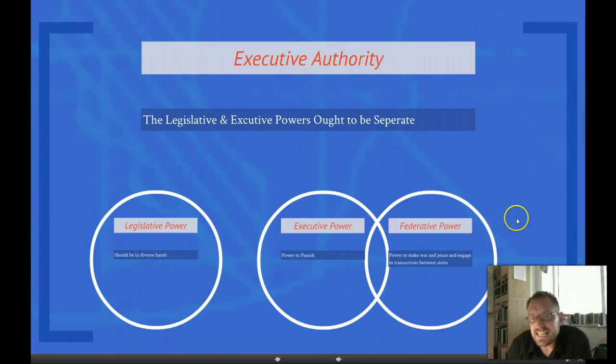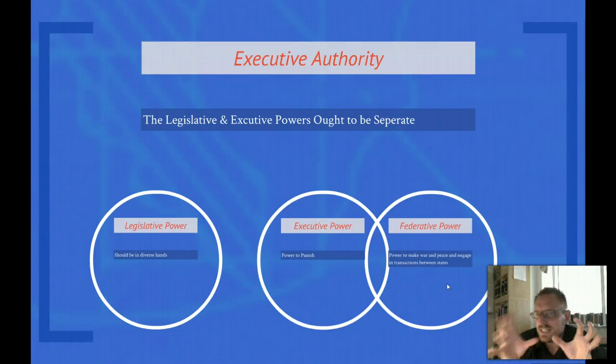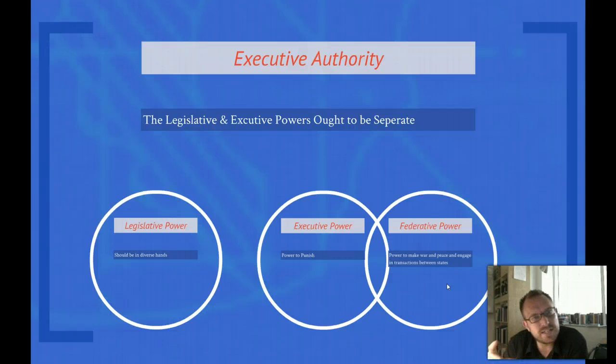Now, he says that there's a separate power of the state, and he calls it the federative power. That's the power to make war and peace and engage in transactions between states. This is the foreign power. So he says that there's a separate thing here between the executive executing the laws within a state, and a whole separate power of the government essentially engaging in foreign affairs.